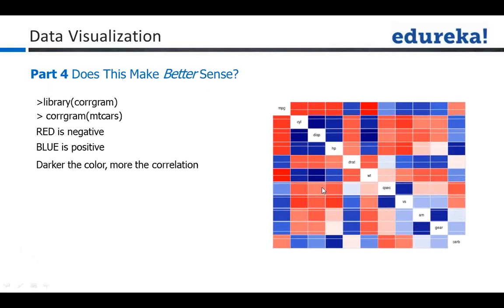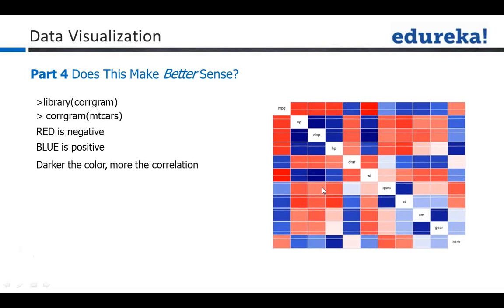However, it's like you have done it in Rattle already, so I'm not telling you anything new, but I'm just telling you that you can do it using the Corrgram library instead of using a GUI like Rattle. After loading this library, if you do a correlogram of cars, you would see a plot like this. And this is very easy to interpret.